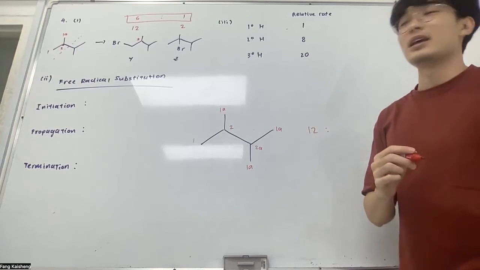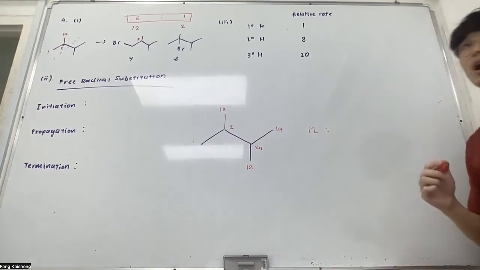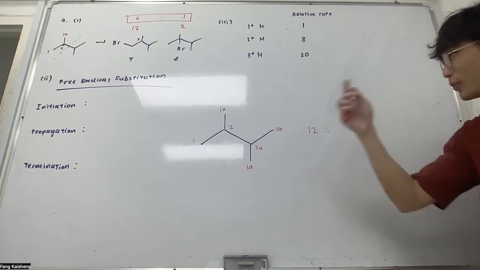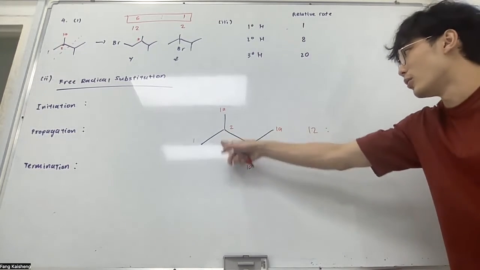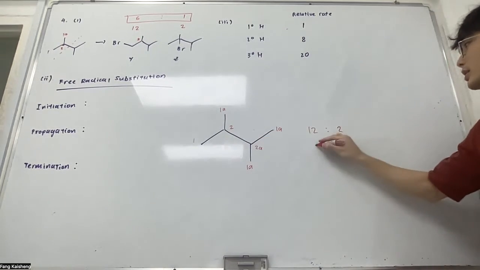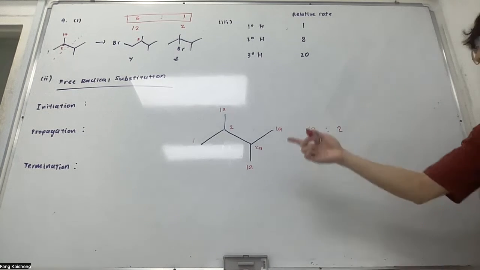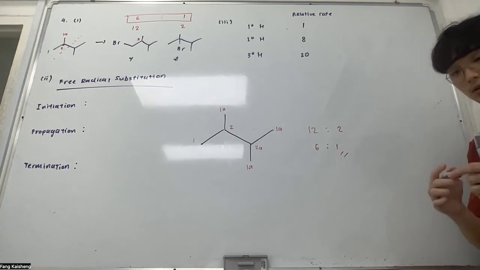Can you see that? Okay, next, carbon 2. Carbon 2, how many hydrogens are there in total? Okay, 2, because one carbon 2 only has 1 hydrogen. So 1, 2. Simplify it, 6 is to 1. Number everything. Label all the duplicates.